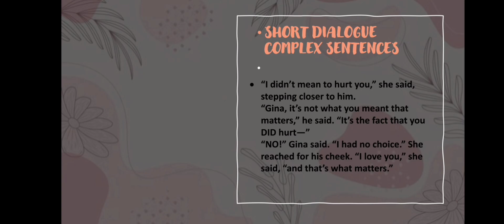Okay, and now you will see a short dialogue regarding complex sentences, right? For example, I didn't mean to hurt you, she said, stepping closer to him. Gina, it's not what you mean that matters, he said. It is the fact that you didn't hurt. No, Gina said. I had no choice. She reached for his cheek. I love you, she said, and that's what matters.